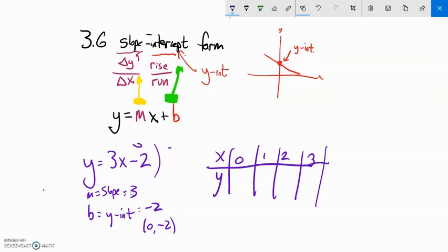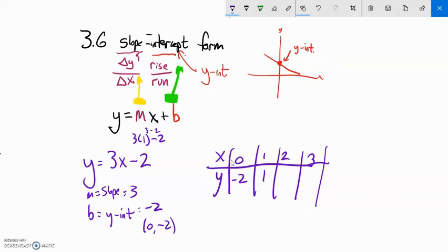So if I plug in 0 for x, notice I have 3 times 0 minus 2. 0 minus 2 is negative 2. So when x is 0, y is negative 2. If I plug a zero into this equation, it spits out a negative two. So let me try it with one. I'm going to plug one in now. x is one. Three times one is three. Three minus two is one. So when x is one, y is one.